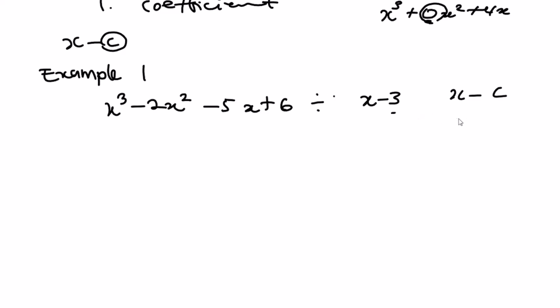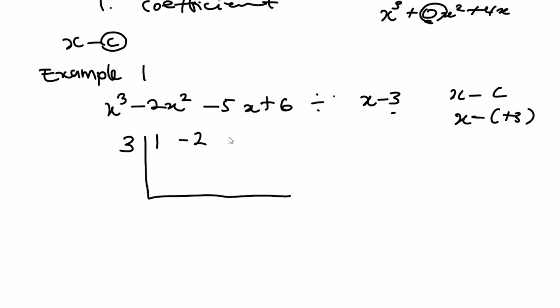Now this is in the form x minus c, which is x minus 3. So our c is what? Positive 3. Now this is how we do it. We are going to write our 3 at the left here. Then we write our coefficients from the polynomial. The first one is 1, the second is negative 2, the third is negative 5, then we have 6.